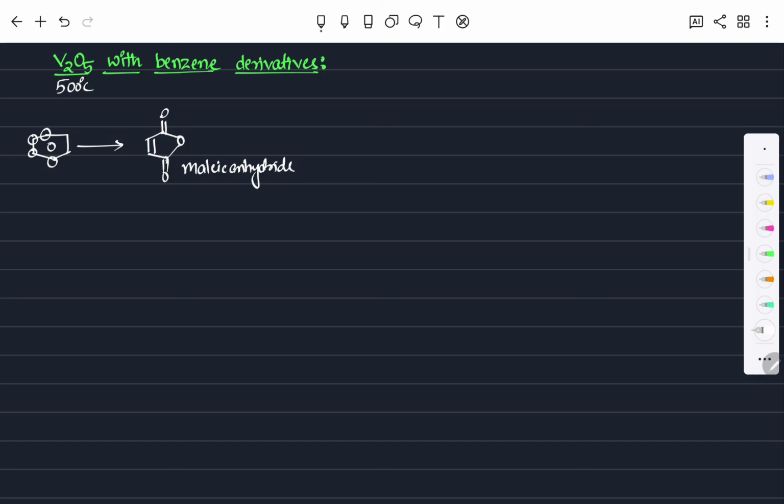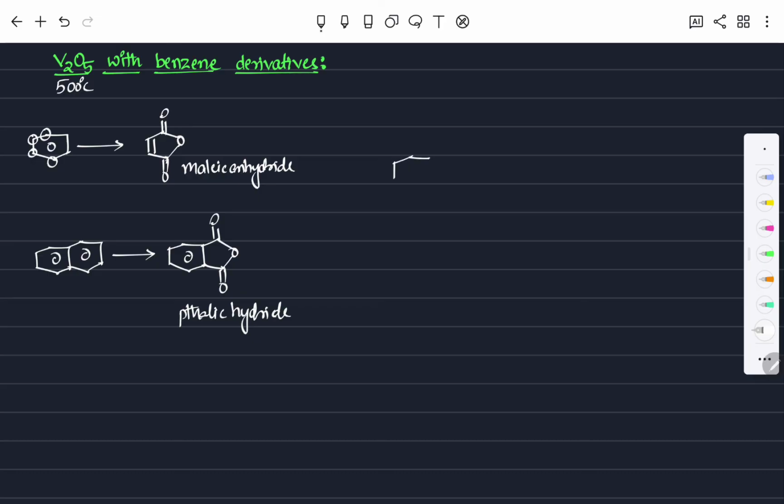Maleic anhydride. Suppose naphthalene is treated with vanadium pentoxide at 500 degrees Celsius. One benzene ring is unaffected, and the second benzene ring converts into an anhydride. This compound's name is phthalic anhydride.